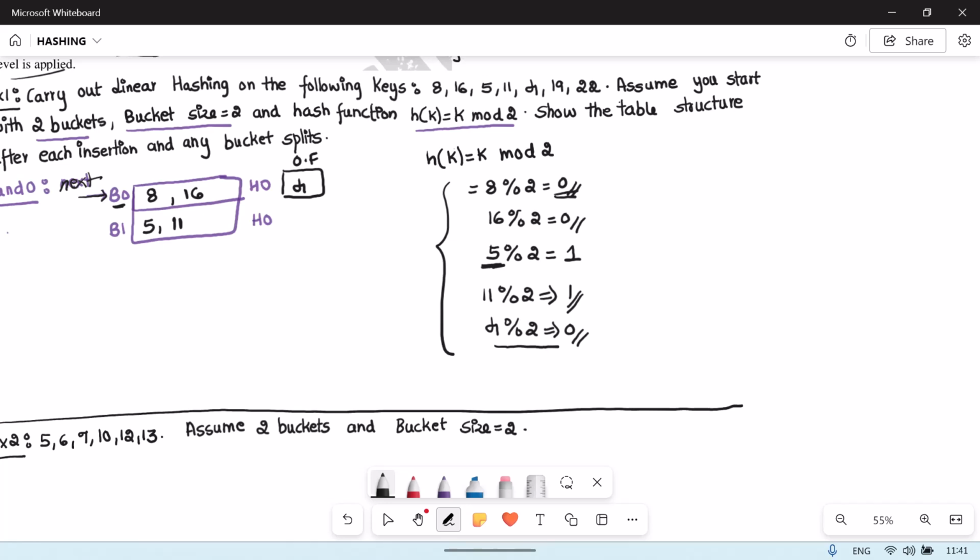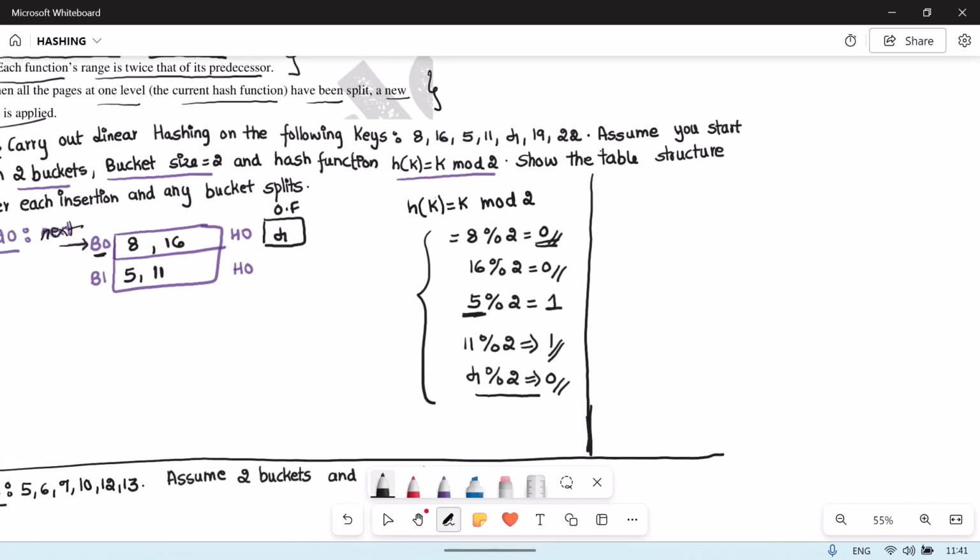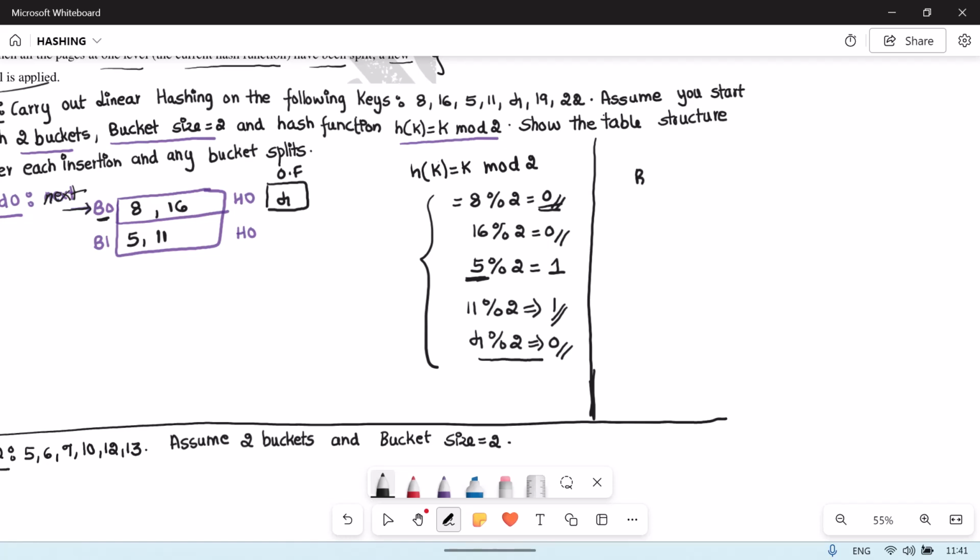But for our case, by coincidence, the overflow is happening at B0, and next is also pointing at B0. So B0 has to be split. Now, how do you do the calculation? B0 will be split. Initially there were 2 buckets, now it will become 3 buckets: B0, B1 and B2.